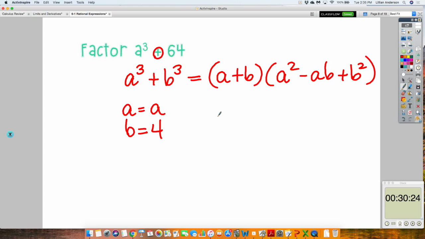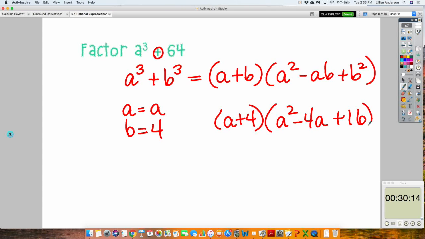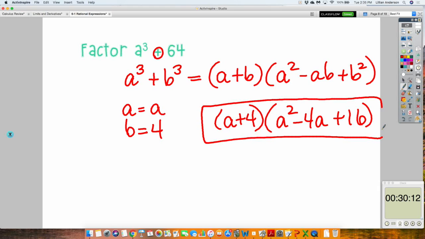So I go and I plug those things in. So this is going to be a plus 4 times what? a squared minus 4a plus 16. And I cannot go any further than that. That trinomial that's there, it's always going to be non-factorable. Okay? It's always going to be non-factorable. So you'll leave it as a squared minus 4a plus 16 because there are no numbers that multiply to give you 16 that add together to give you a negative 4.